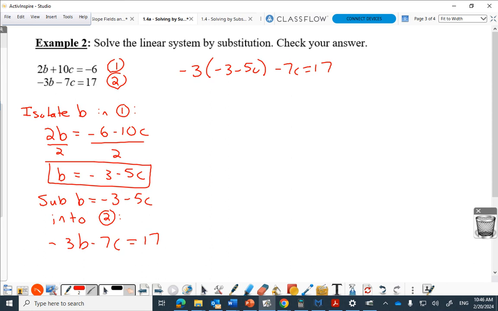I get -9 plus -15c minus 7c equals 17. I get -22c, and then I got to move this over. 17 minus 9. 8c equals 8.